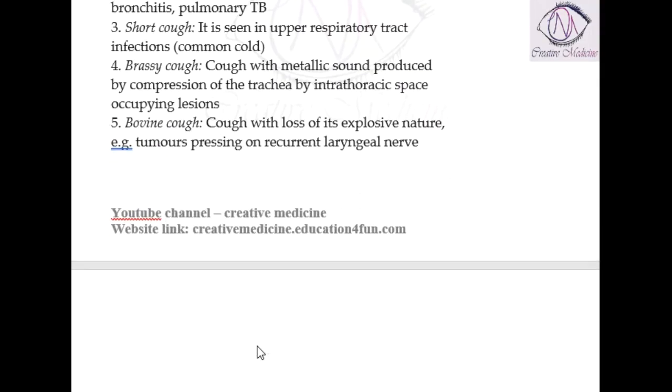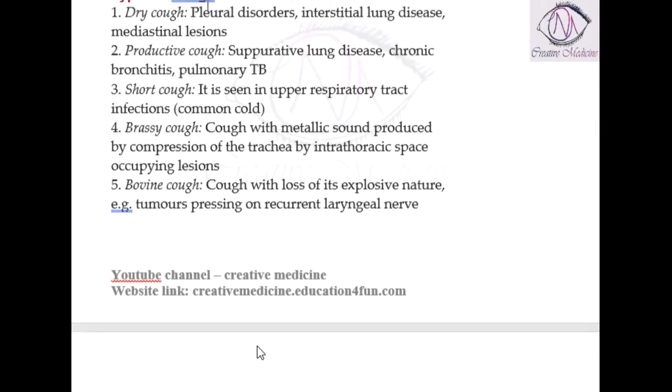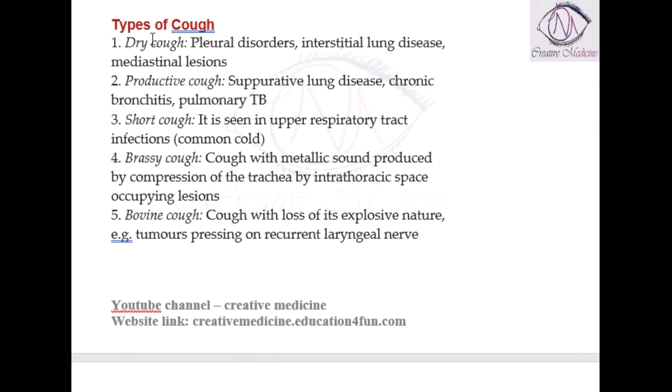Types of cough. There are different types of cough. We have dry cough. Dry cough is seen in conditions like pleural disorders, interstitial lung disease, and mediastinal lesions. So these are the lesions where dry cough is seen.